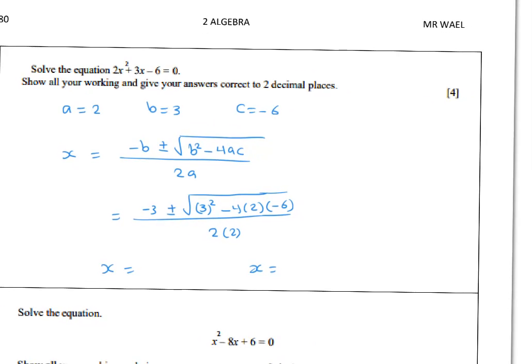Just enter a, b and c. A is 2, b equals 3, c equals negative 6, then equals: negative 2.637. So can you round to 2 decimal places? Negative 2.64. And the other value? 1.137, so 1.14. Good job.